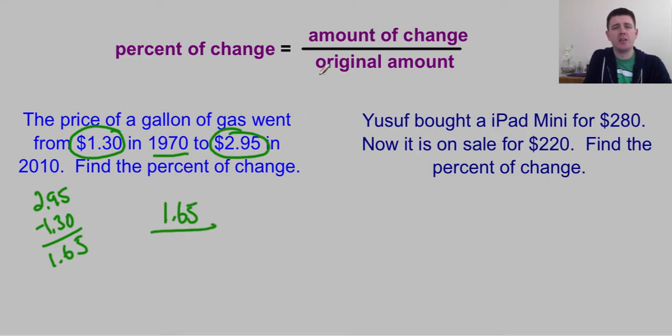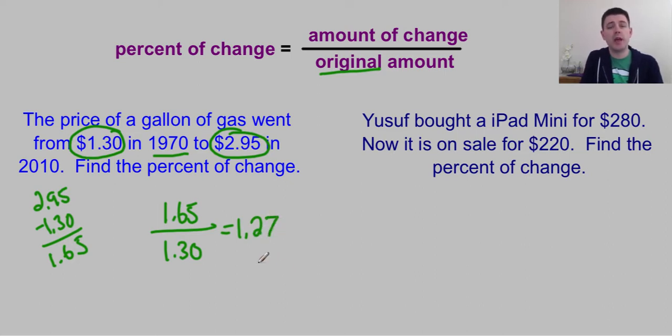And then the key is the denominator is the original amount. What did it start at? Well, in 1970 it was $1.30. In 2010 it was $2.95. So the original amount is the older amount, the 1970 amount. So $1.30. And then we go ahead and divide. So basically think of it as kind of like turning it into a unit rate. $1.65 divided by $1.30 gives us 1.269. So I'm going to round it up to 1.27.